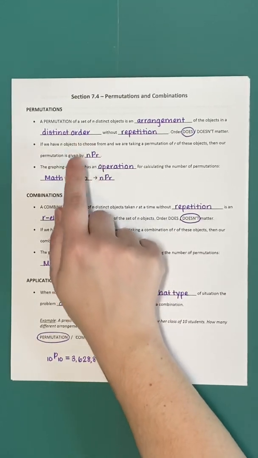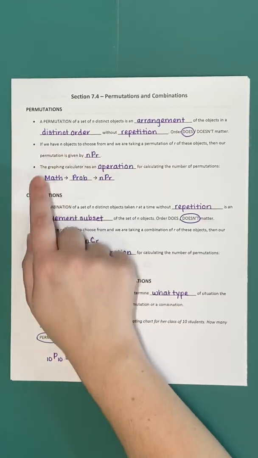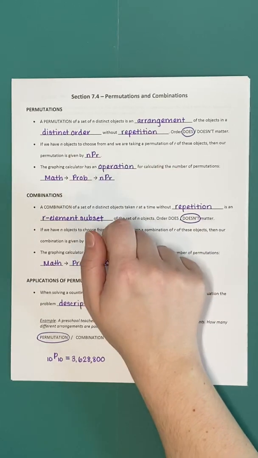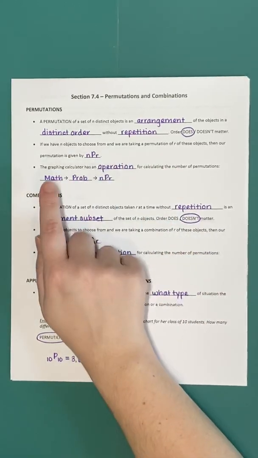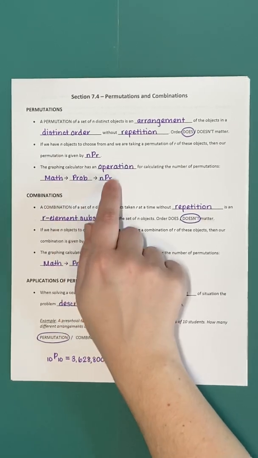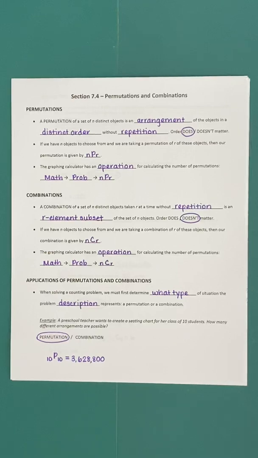There's a formal way of defining what this actually represents in terms of actual mathematical operations, but we're going to use an operation on the graphing calculator for calculating the number of permutations. It's under the math menu, then the probability submenu, and then we're looking for nPr. Once we get to some actual numbers, I'll show you how to find those particular operations.